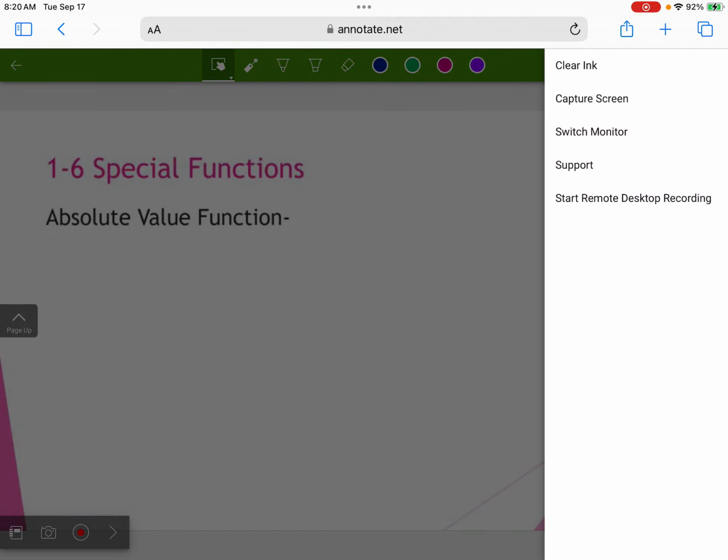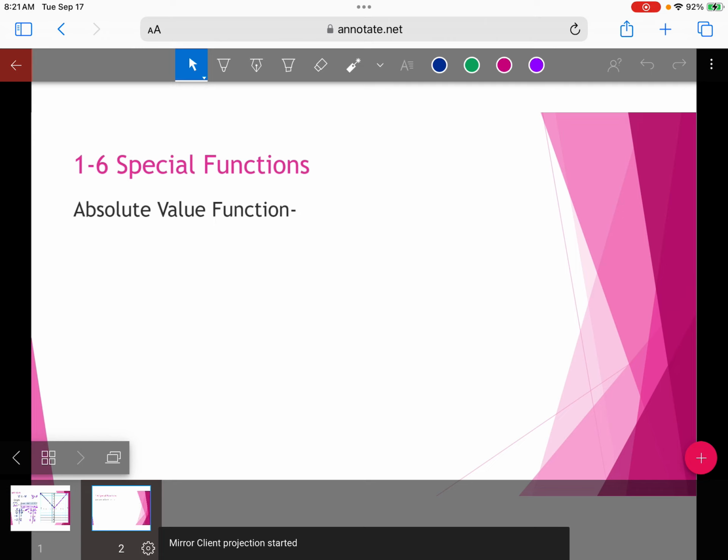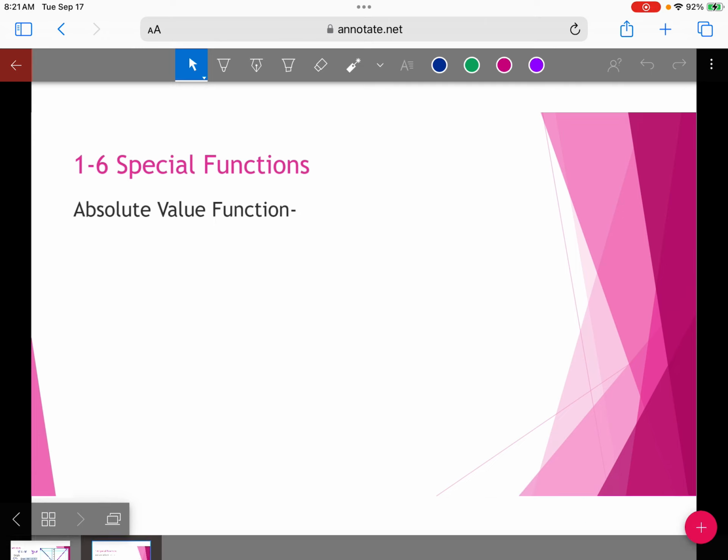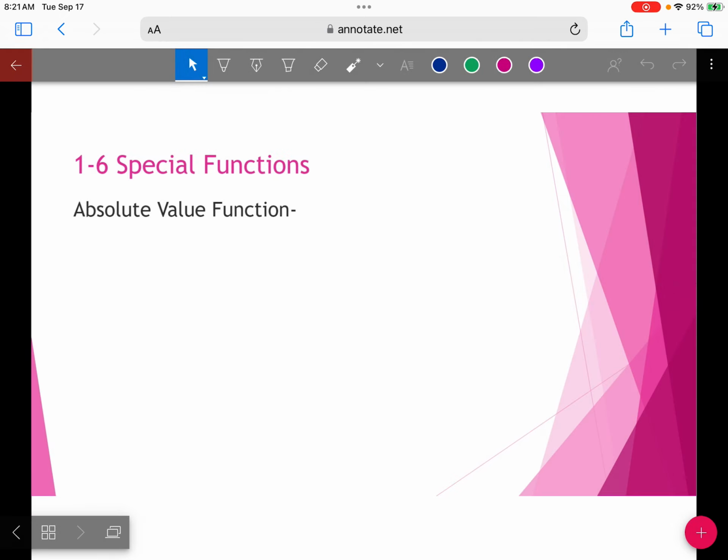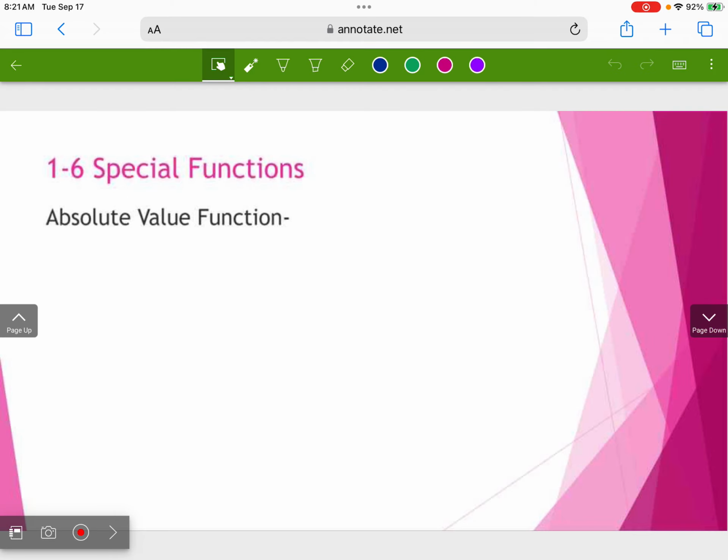Let me capture screen. All right. So we are going to be in our notes. So we're going to be working with another kind of special function called an absolute value function, which I'm going to go back here and write it, and then I'll just capture it.